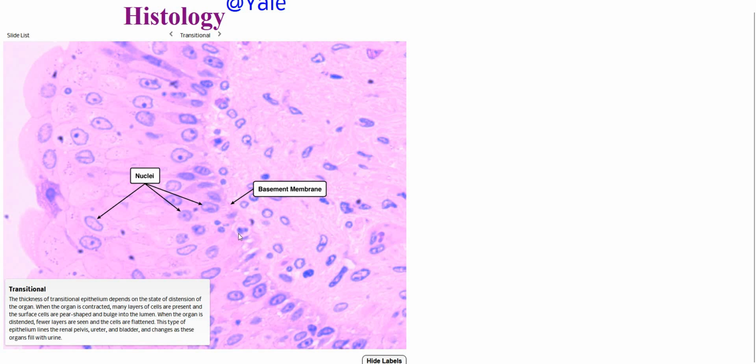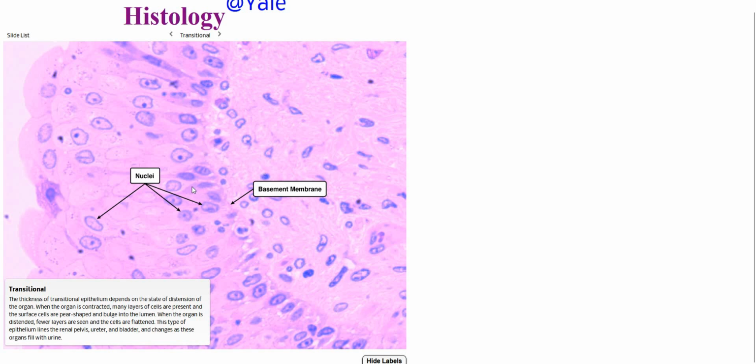So one way that will help with looking at transitional epithelium is you can also look at the nucleus placement. And I understand this can look a lot like pseudostratified columnar epithelium. But if you look closely here, you can see multiple stacks of cells indicating that it is a stratified tissue.